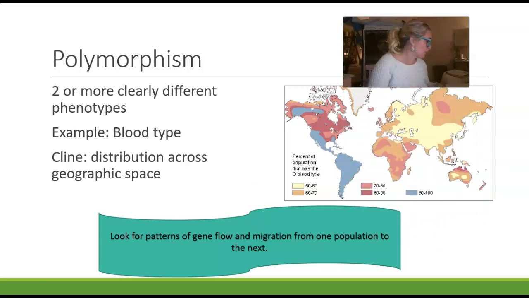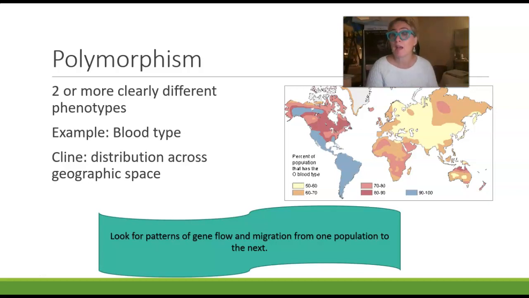A polymorphism is one of these tools that we're going to be using when we're looking at populations and trying to understand how they vary today. A polymorphism is simply when we see two or more clearly different phenotypes. We've already discussed the ABO blood type system, so you can use that as an example. People might have blood type A, blood type B, blood type AB, or blood type O. And as you recall, that's because there are three different alleles that we see in human populations.